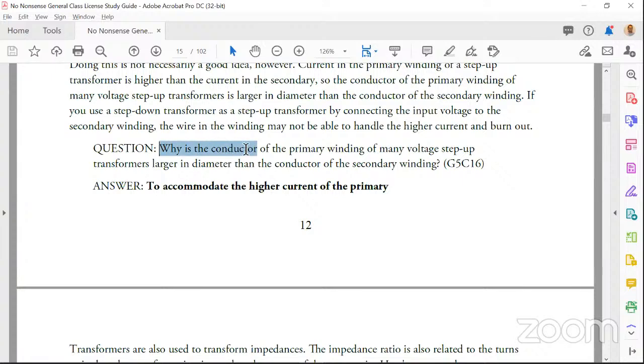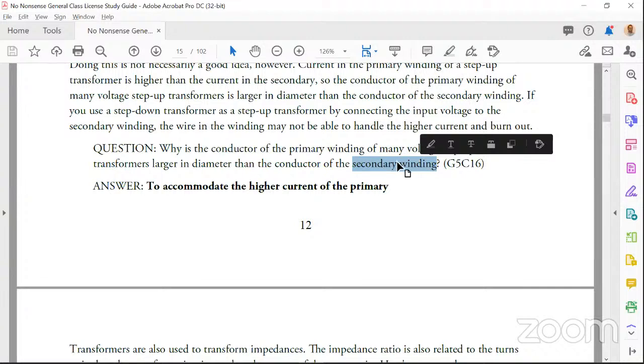They're asking us about the conductor. That's the wire itself that comprises the transformer. And what are they asking us about that wire? They're asking us about the diameter. Why is it, in the step-up voltage transformer, larger for the primary than the secondary?